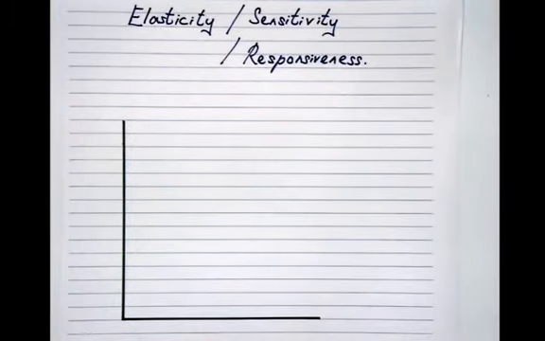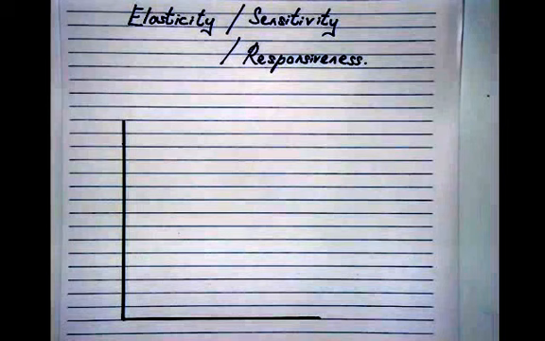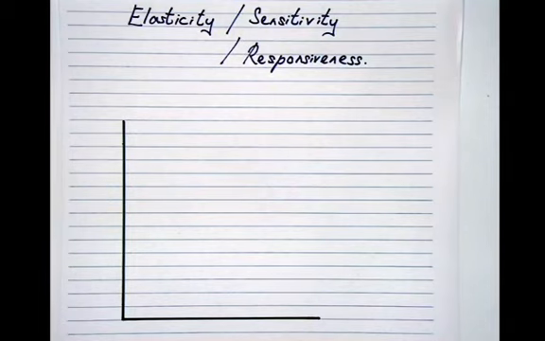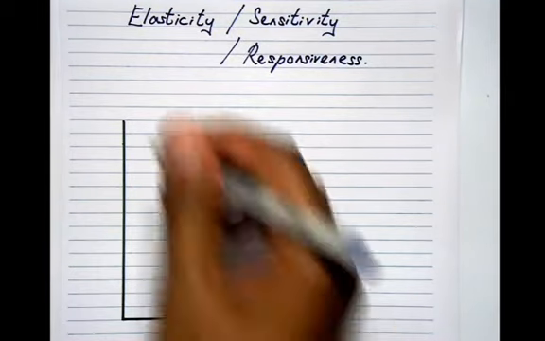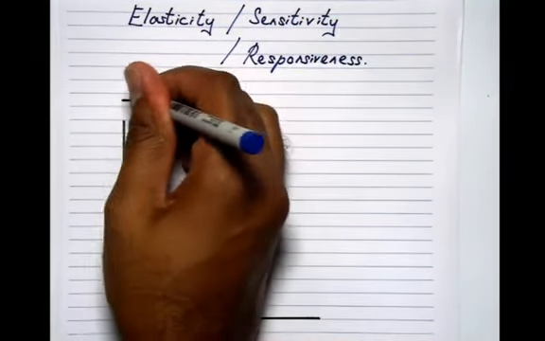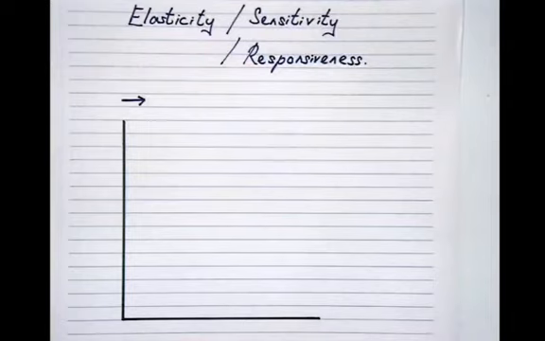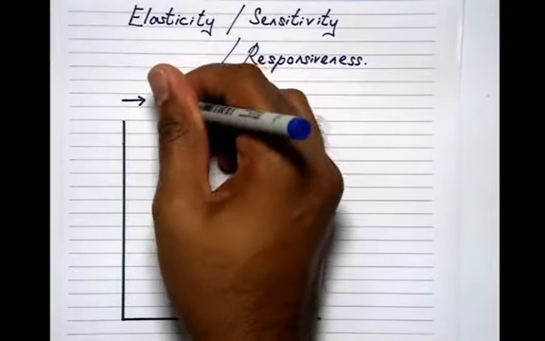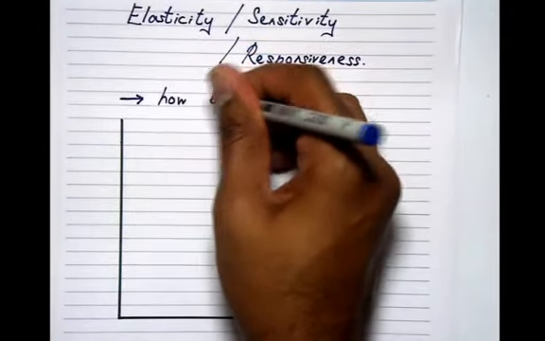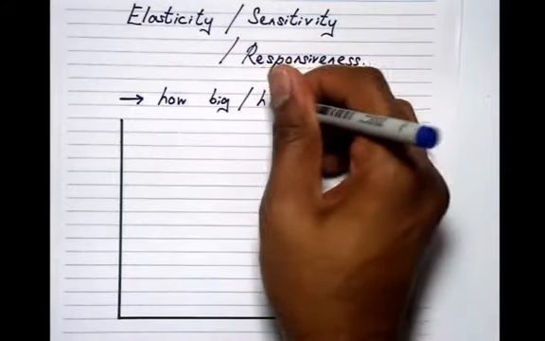So we want to add a bit more information to the law of demand. The law of demand is a negative relationship between P and Q. The law of supply is a positive relationship with P and Q. With elasticity, we want to add one more tier of information, which is how big or how small are these changes.